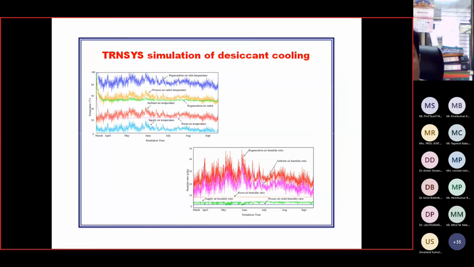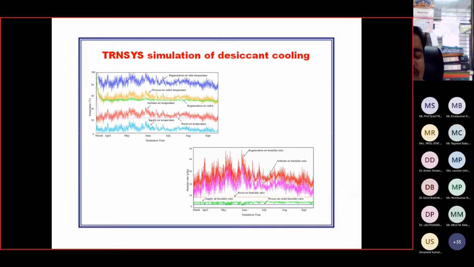This kind of simulation graph is available for the selected cooling period, starting from March to September, for the temperature as well as for the humidity. With that you can calculate on which day and which hour of the year higher temperature is available, and according to that you can adjust your system or test system practically.